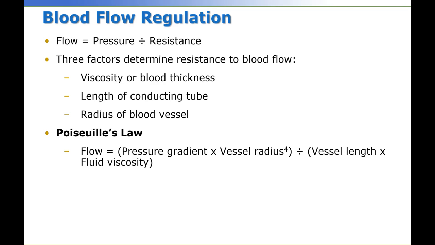So reducing a vessel's radius by half decreases flow by a factor of 16. Conversely, doubling the radius increases the flow 16-fold. So a relatively small degree of vasoconstriction or vasodilation dramatically impacts regional blood flow. If you reduce the vessel's radius, it creates a major issue.